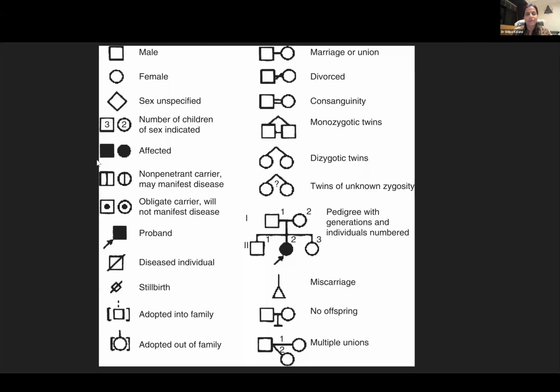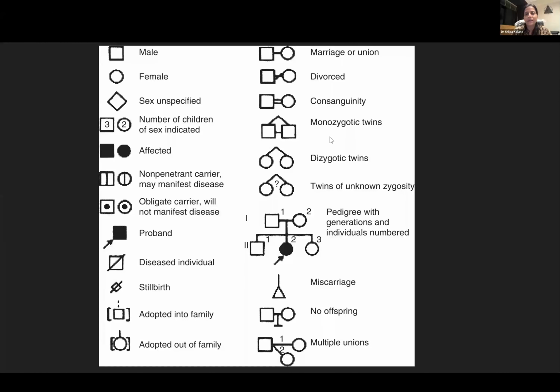Okay. So the first was affected. The second was non-penetrant carrier, may manifest disease. The third was obligate carrier, will not manifest disease. Okay. The fourth was proband. And the fifth was deceased, as you all identified.